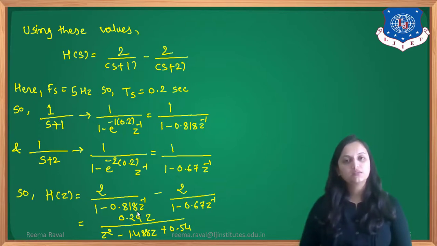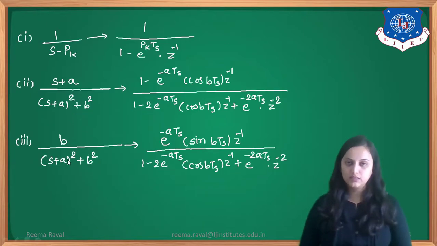This is how you can obtain the transfer function H of z to design an IIR filter using the impulse invariance method. The combination of any of such data can be given in your exams. So all you need to do is remember these three cases, and according to these three cases, by comparing the data given to you, you can use any of these formulas by placing the constant values in it. So do more practice of these examples, and I hope that this impulse invariance method is clear to you now.